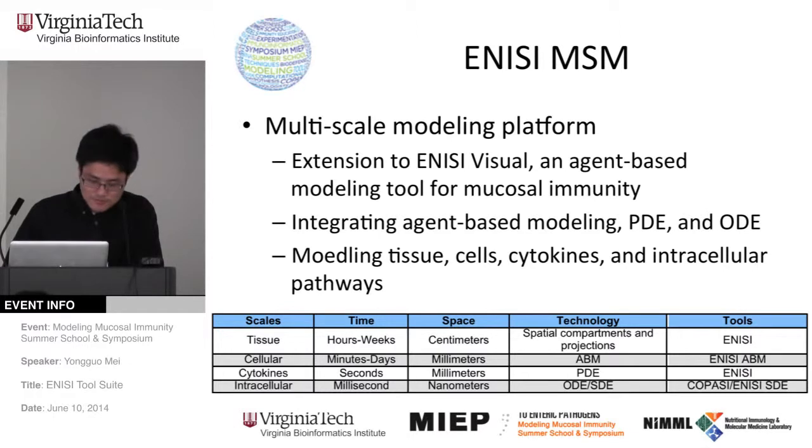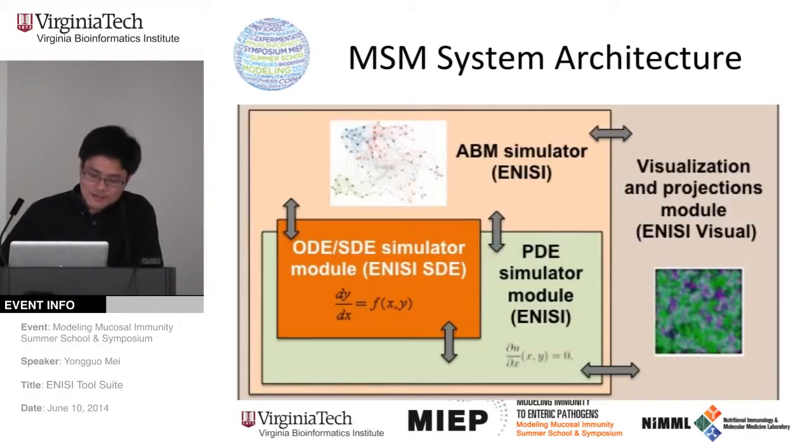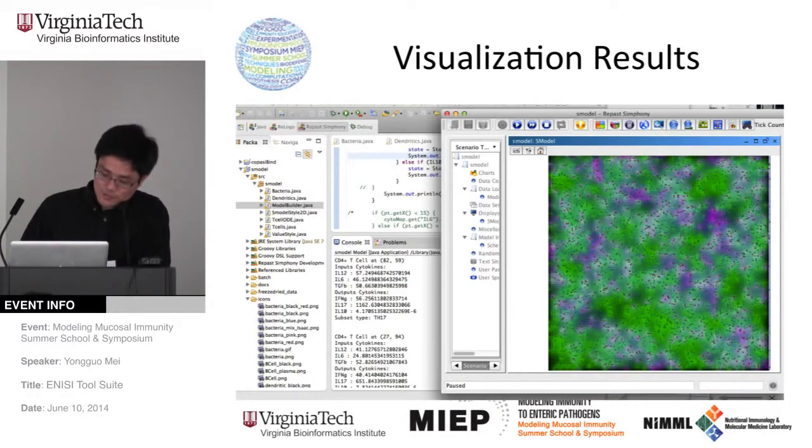So here you already see this slide. Since I already talked a lot, I don't want to repeat too much. Basically, each level has different technology, different tools, and different time and space scales. And this is the architecture. We have the ABM, and then we have the PD solver and the ODE solver. For the ODE solver, we actually use Copasi. So that's the whole platform, and we have visualizations.